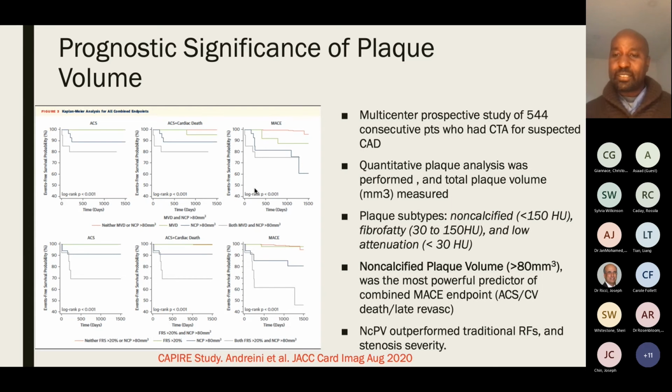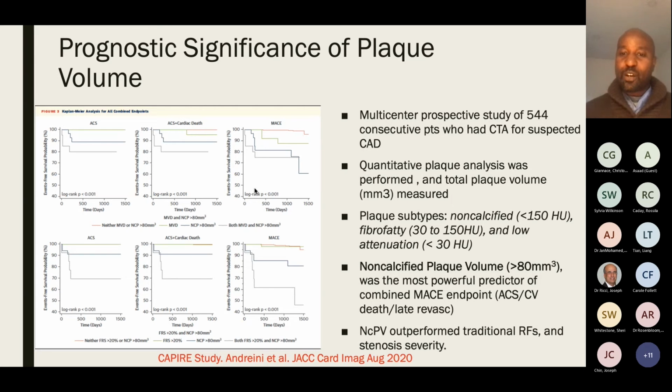So soft plaque, in other words, non-calcified, less than 150. And then amongst those soft plaques, you look at fibrofatty, so 30 to 150 Hounsfield units, versus low attenuation, where you're less than 30, indicating necrotic core. And what they found was that the amount of non-calcified plaque volume, and they had a threshold here that was found to be an inflection point, of greater than 80 cubic millimeters.